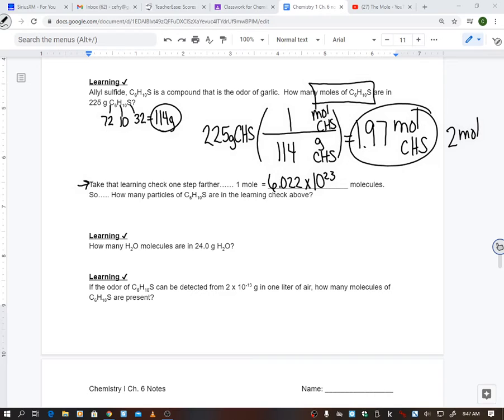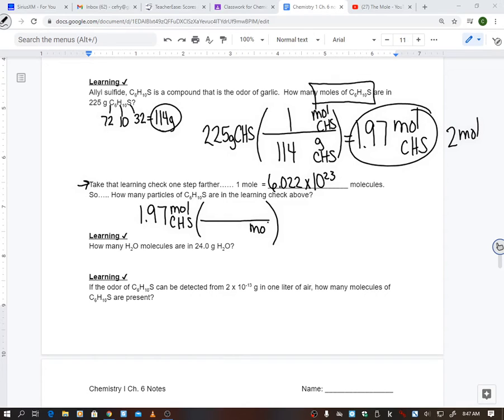So if 1 mole is that, what about the 2 moles of allyl sulfide? A lot of you, since it's just small numbers, would know to multiply. But if you're not sure, you could do this. And I'm going to go ahead and use the 1.97. Like I said, you could use the 2. So this is what we did in the previous chapter.